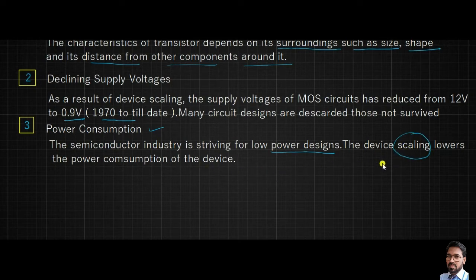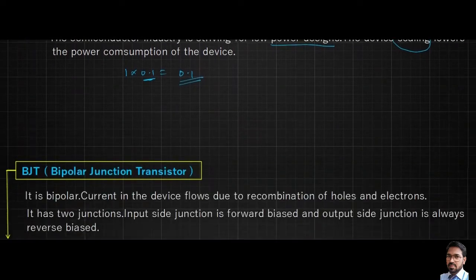The device is scaled. Scale means it is made smaller and smaller. Scaled means what? Suppose when we scale a dimension 1 multiplied by 0.1, so it gets 0.1. So 1 meter into 0.1. So 0.1 here is a scaling factor. The device channel length and its channel width is scaled in a particular fabrication technology. According to the scaling factor, the fabrication technology is categorized. So these are the challenges in the design of integrated circuits.